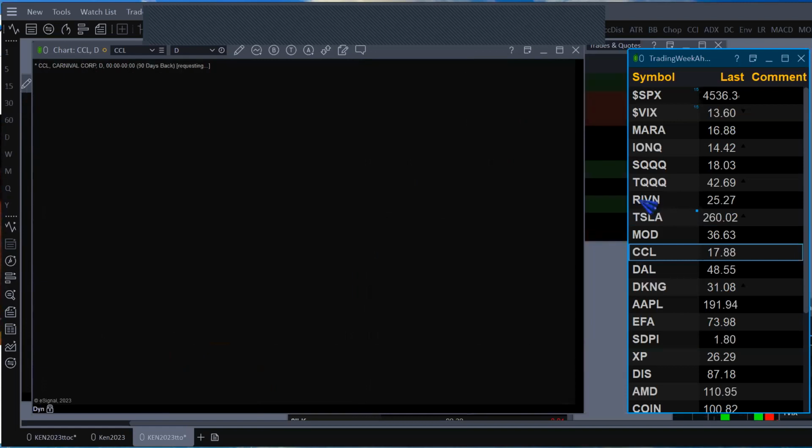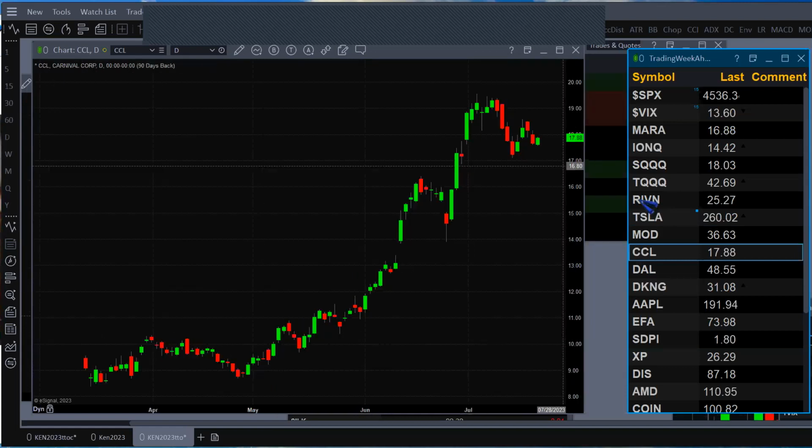Next up, Carnival Cruise Lines. All aboard. Did a nice little run there from 9 to 19, right? Carnival just doubled, in case you didn't notice it back in May, June. But now it's saying, wait a minute, maybe we overdid it. So we don't want to touch it in this pullback, but it has to get over 20 before I'll play it. 20 is good for Carnival if it gets up there.